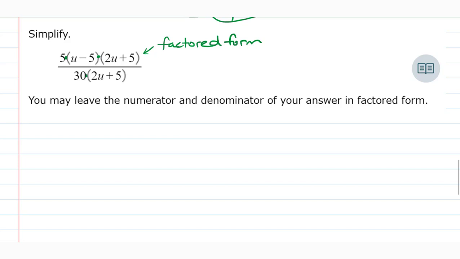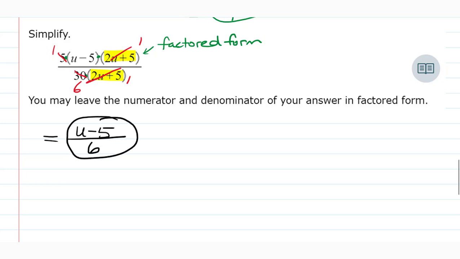So what common factor do you see here? I see a 2u plus 5 in the denominator and a 2u plus 5 in the numerator. So I can divide that by itself, and that just leaves a 1. And also 5 and 30 have a factor of 5 in common. 5 goes into 5 once, 5 goes into 30 6 times. So we can reduce this down to u minus 5 times 1, although you don't have to multiply by 1. That's just going to be u minus 5. And then in the denominator, we're just left with 6 times 1, or 6. So this expression actually reduces down to u minus 5 over 6.